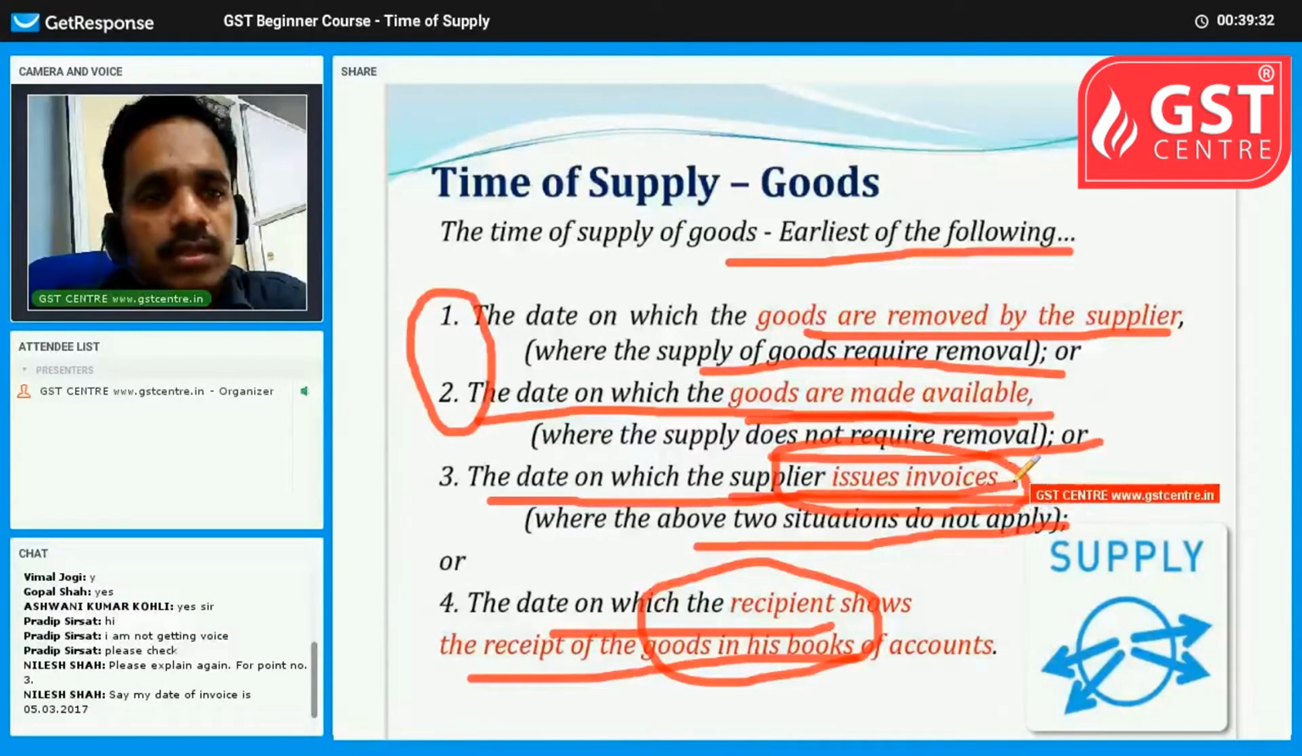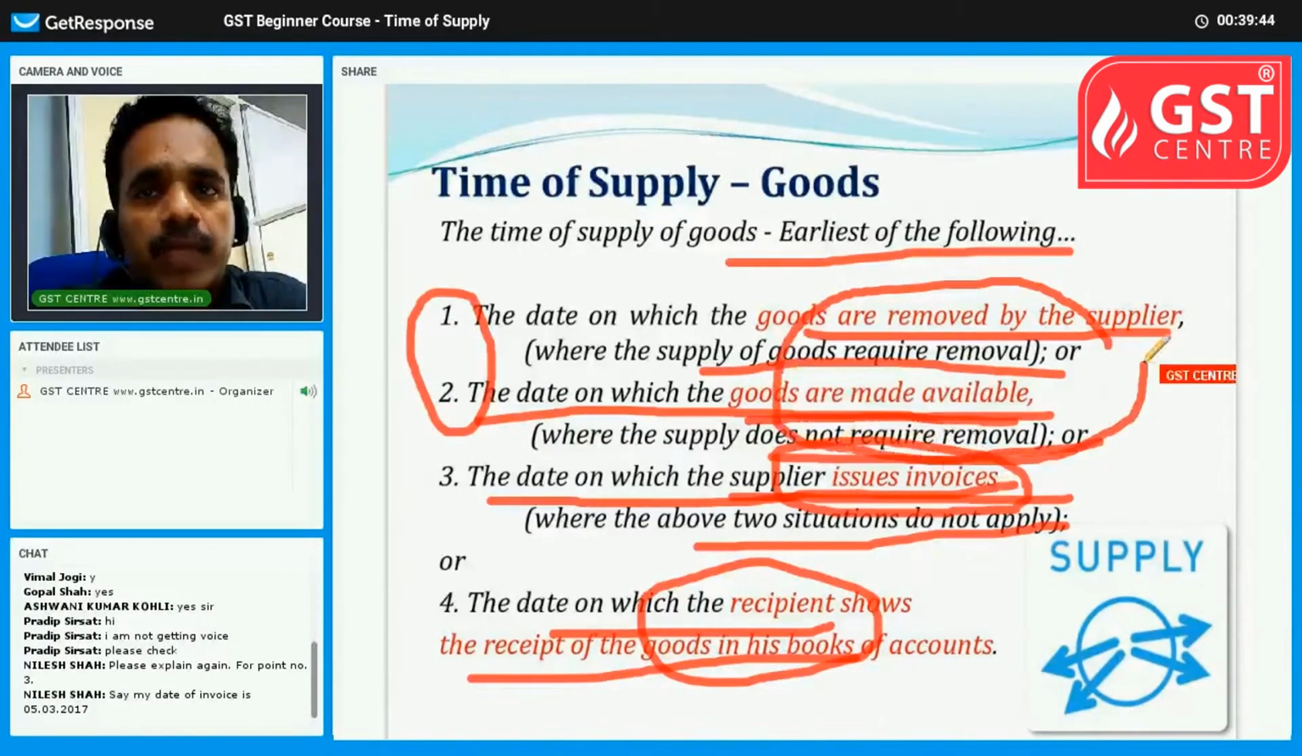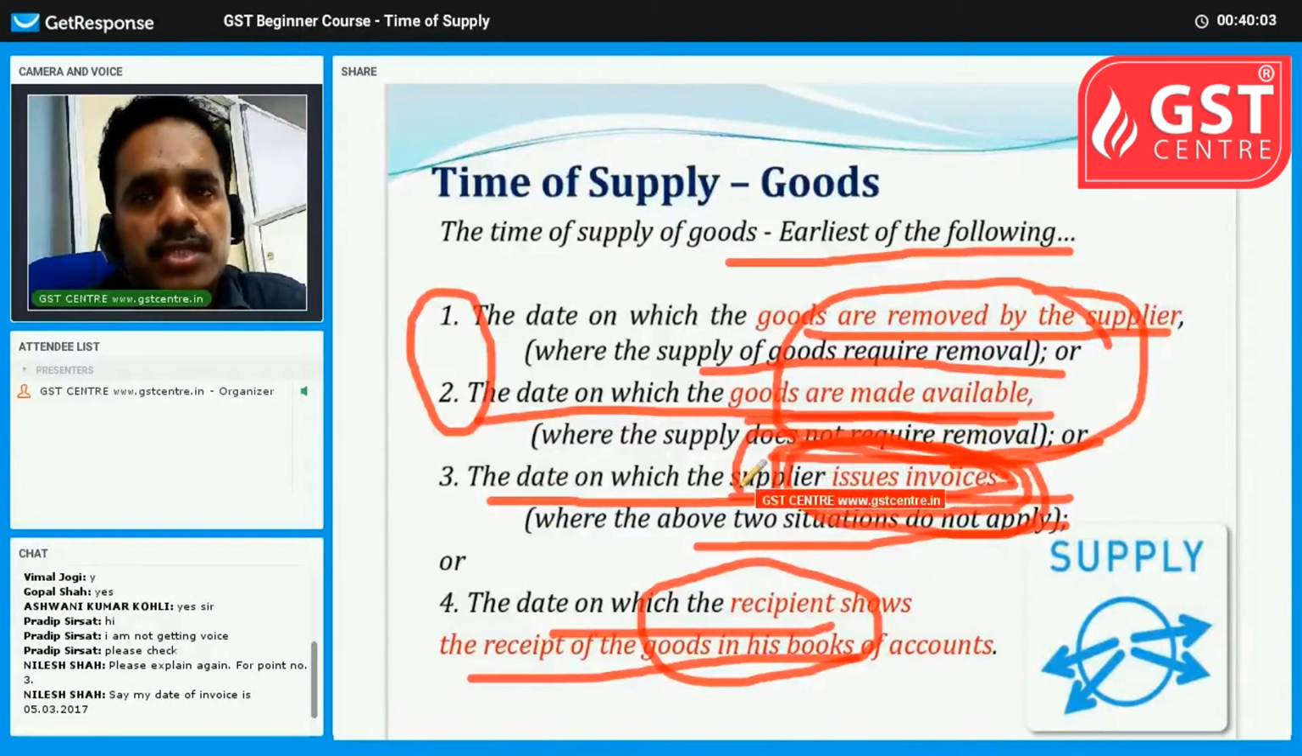Okay, the third point is, say my date of invoice is 5/3/2017. That means as far as my understanding is, if the goods are not removed or made available, but the invoice is already issued, in that case time of supply has happened and the supplier is liable to pay GST. That is when the invoice is issued before making the goods available or removing them to the customer. We will see some examples maybe in the next webinar, with the meaning and scope of supply, time of supply, and value of supply also.